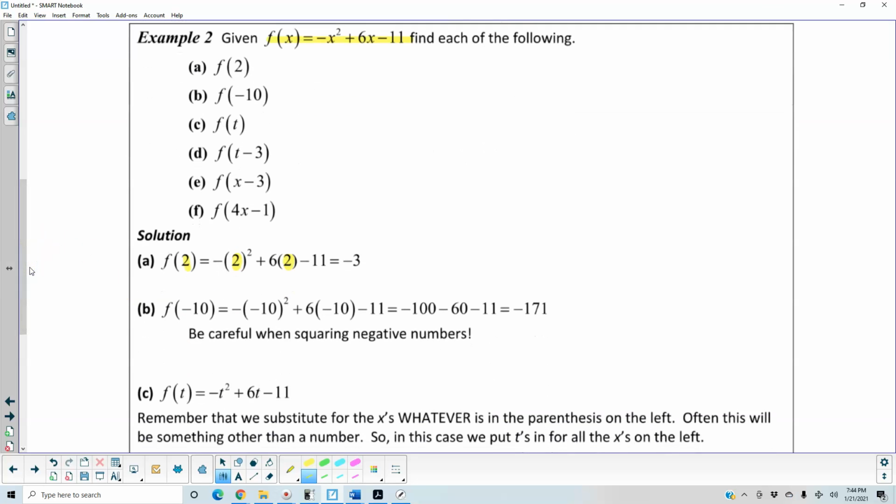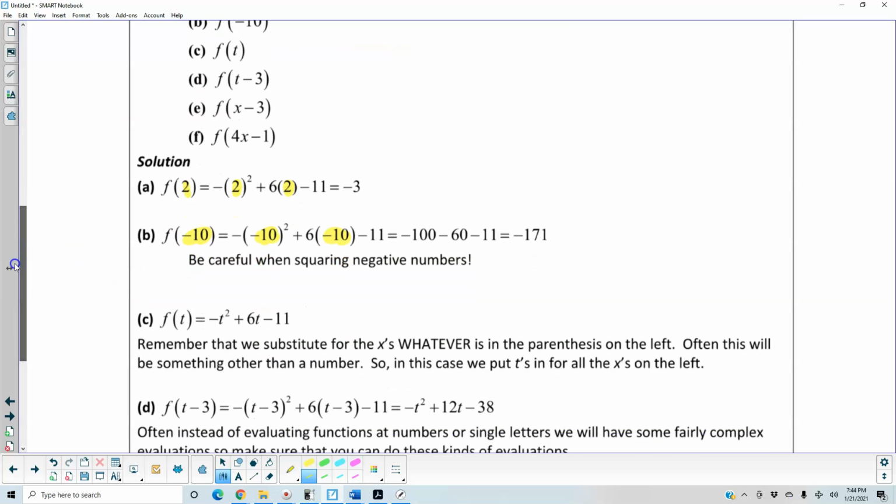Next we want to find f of negative 10. So we're going to plug in negative 10 for all the values of x. So we get a negative times a negative 10 squared, which is negative 100. 6 times negative 10 is minus 60, and negative 11 is minus 11. So adding those together gives us negative 171, but make sure to be careful when squaring negative numbers.